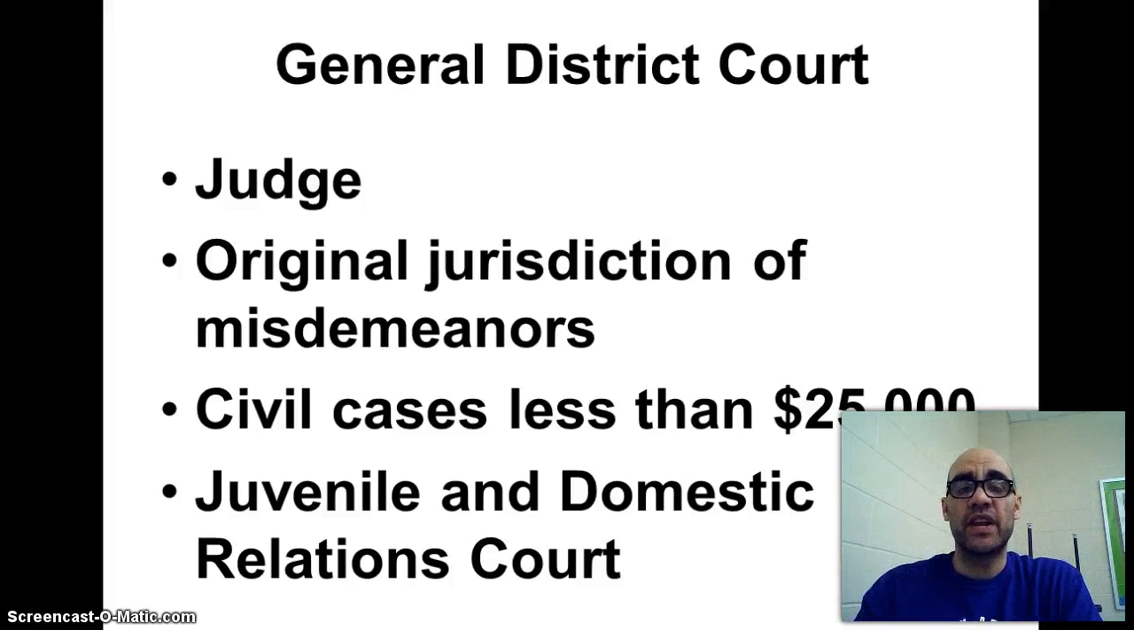And there's also juvenile and domestic relations court. Juvenile is generally someone under 18, and most crimes juveniles commit are heard in juvenile court. However, there are some juvenile court cases that are moved to adult court. And then domestic relations court deals with things like adoption, divorce, things like that.